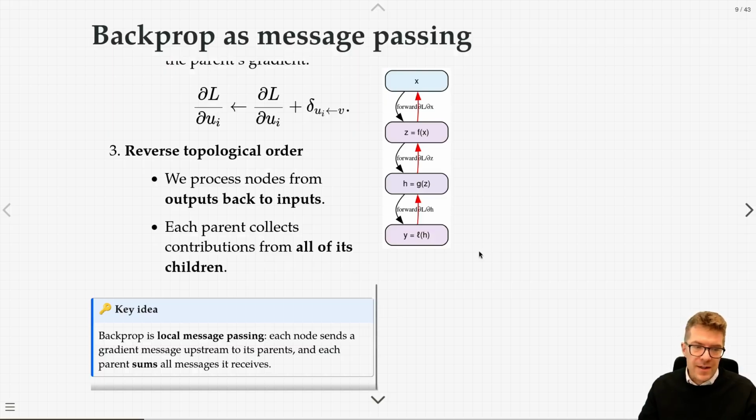So the key idea here is that backpropagation is essentially just message passing. Every node will send a gradient message to its parents backwards towards the input, and each parent will sum all the messages it receives.